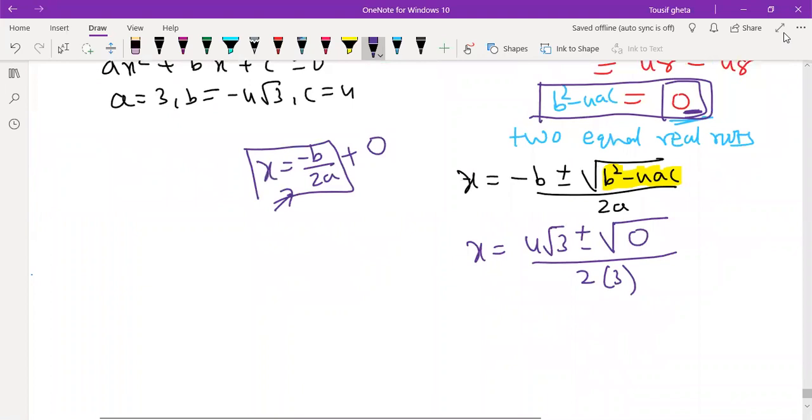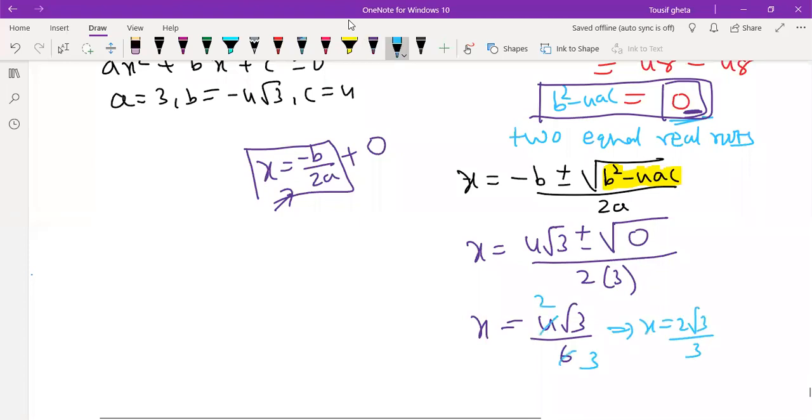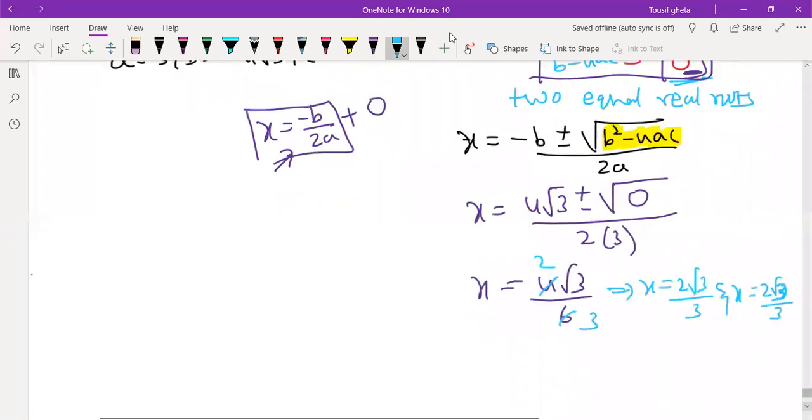Finally, we will get the direct answer. Now we will write what is the answer? x is equal to 4 root 3 divided by 6. You can cancel it. 2 2s are 4, 2 3s are 6. Answer you will get x is equal to 2 root 3 by 3 and x is equal to 2 root 3 by 3. Both same root we got or no? We got same root because b square minus 4ac is equal to 0. Same root. Okay. 2 times you should write down this root.